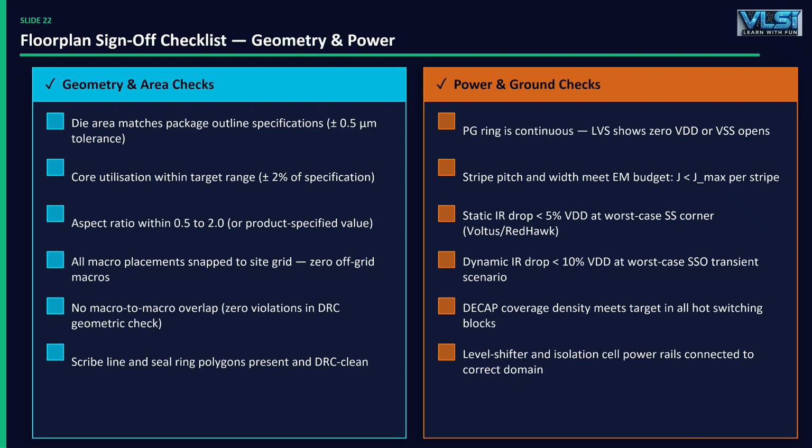Electromigration must be safe. Then timing feasibility. Critical paths must be achievable. Then congestion. No region should be overloaded. Then multi-voltage checks. Power domains must be correct. If anything fails, you go back. Because after this, fixing becomes extremely expensive. So sign off is not just checking. It is validating that your chip will survive real world conditions.